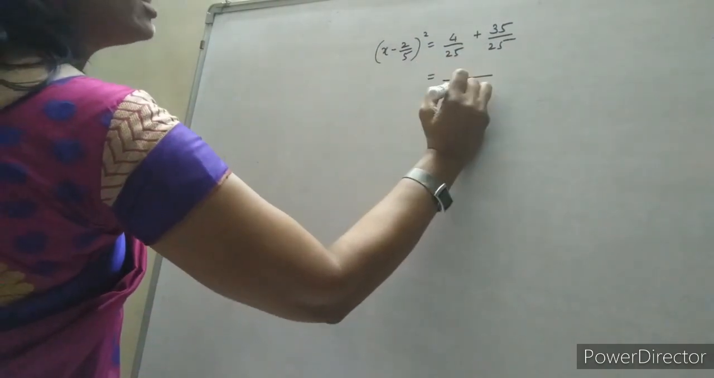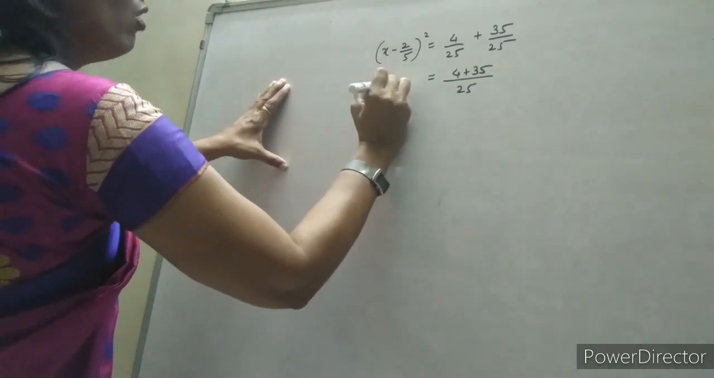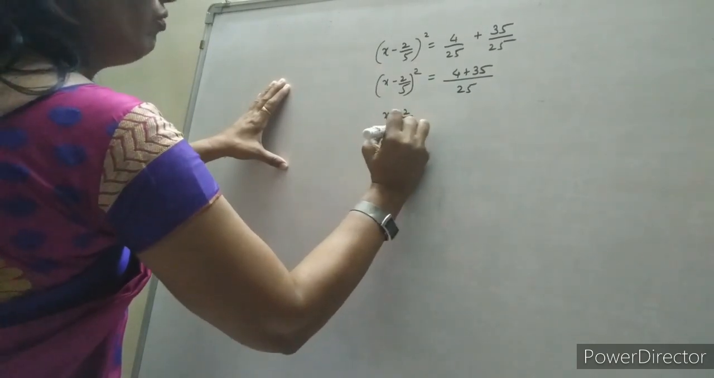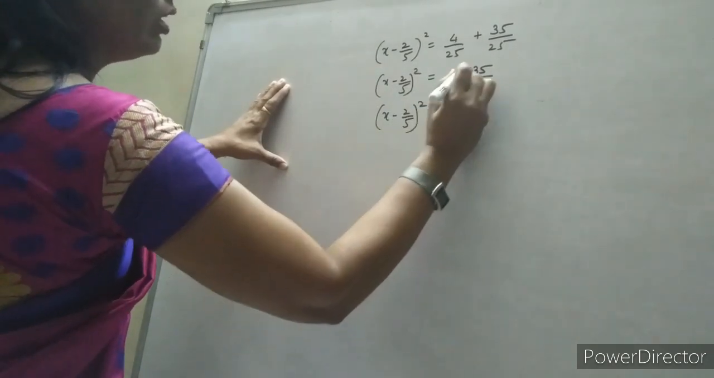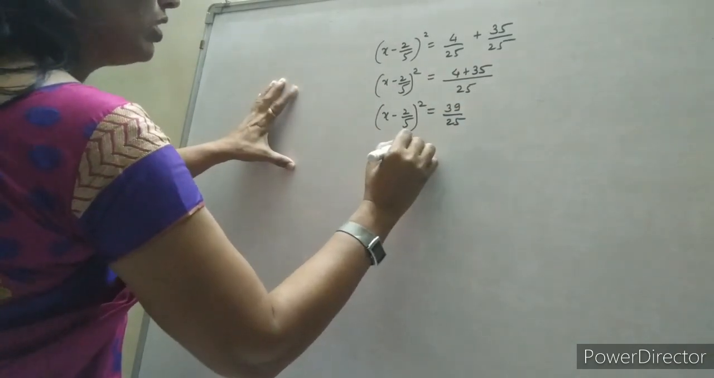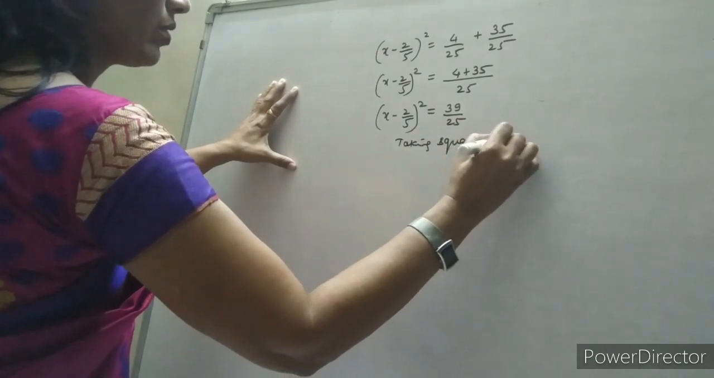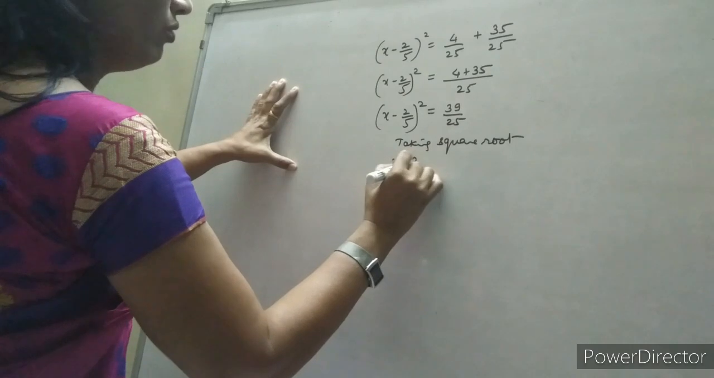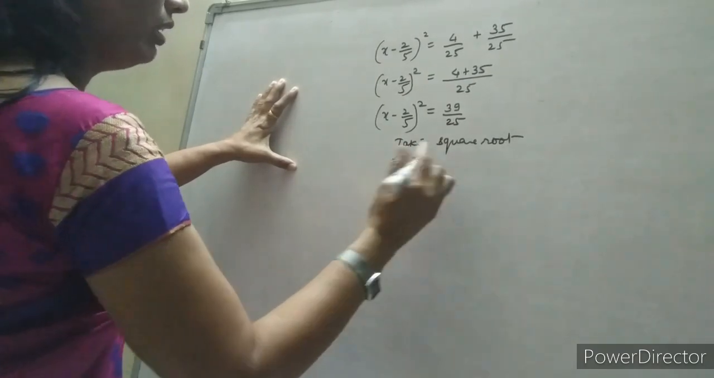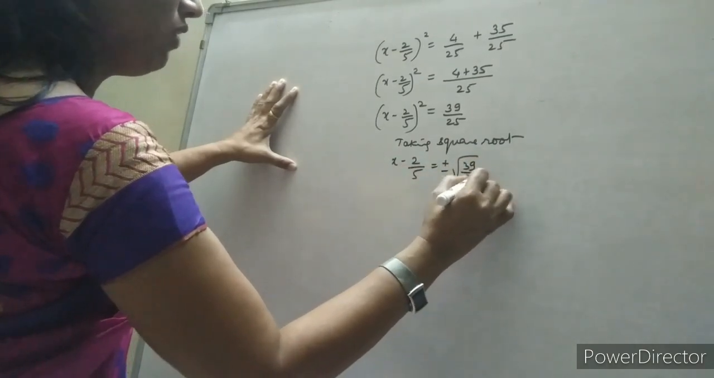Here denominators are same, therefore we can directly add numerator. We get 4 plus 35. Now again x minus 2 upon 5 whole square is equal to 35 plus 4, 39 upon 25. Taking square root, we get x minus 2 upon 5 is equal to, no need to give bracket here, is equal to plus minus square root of 39 upon 25.